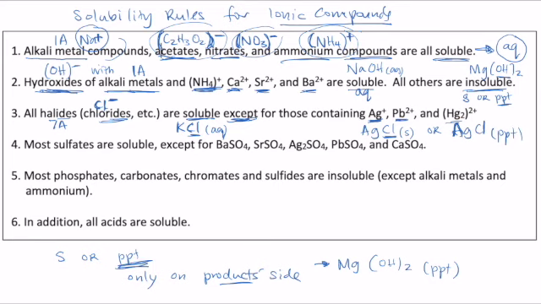Rule 4 says that most sulfates are soluble. So a sulfate is the polyatomic ion SO4 with a 2- charge. So that means that if you have this polyatomic ion, this is going to be soluble, which is AQ, but there are exceptions. So let's write the example of something soluble, which would be Na2SO4. The 2 comes from the sulfate and crosses over and down to become the subscript for Na.